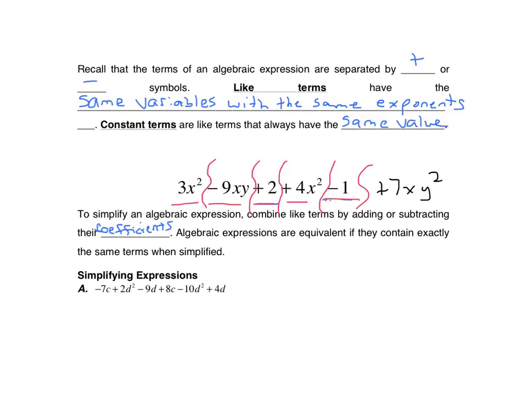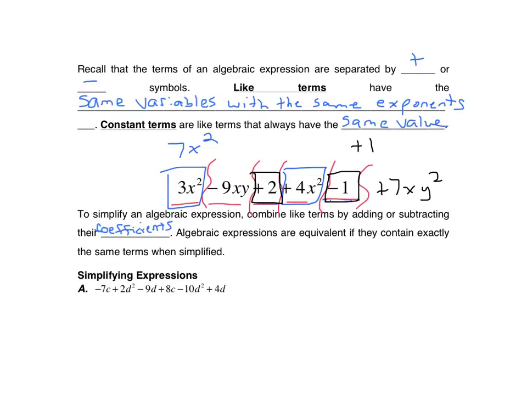So we said that like terms have the same variables and the same exponents. So let's take a look. 3x squared has an x squared term, and positive 4x squared has x squared. And nothing else has an x squared in it, so there's no other like terms for x squared. So 3 and 4 make a positive 7x squared. Then if we look at positive 2 and minus a -1, 2 minus 1 is a positive 1.